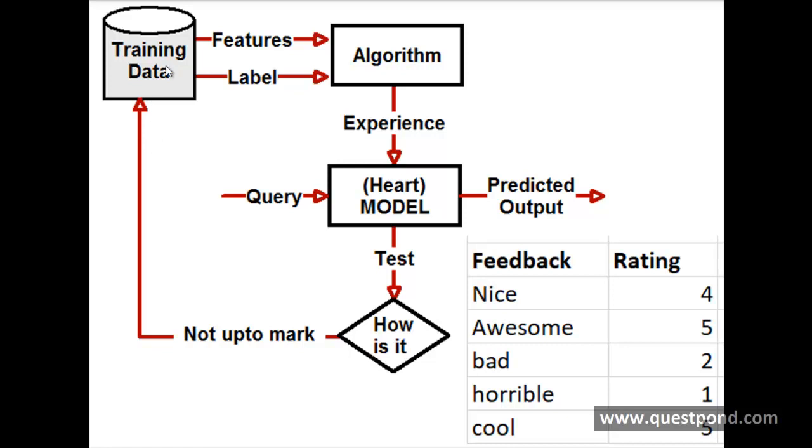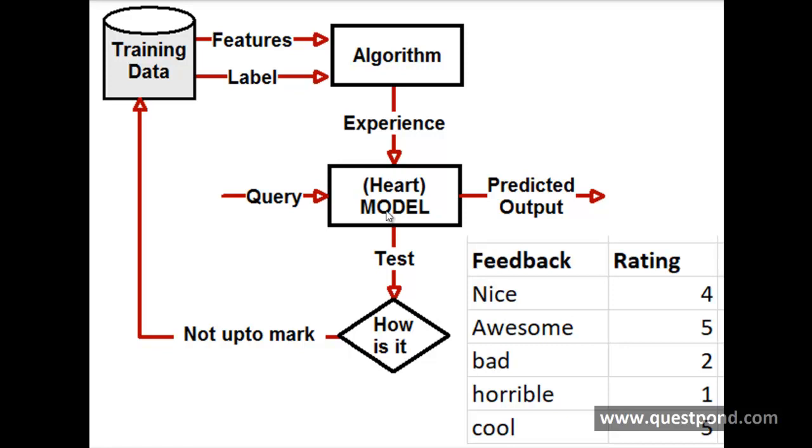Once your training data trains the algorithm with proper features and labels, we get a very important output called the model. This model is the heart of machine learning. You can think about the model as an experienced algorithm which has gained experience because of this training data. And this model is what we will finally query and expect the predicted output from. So finally in production or in a live environment, you only question the model.